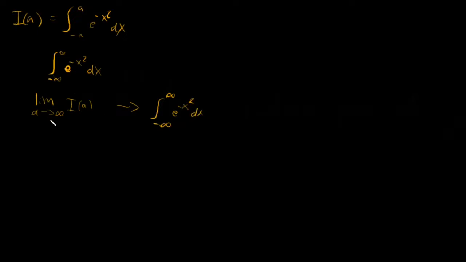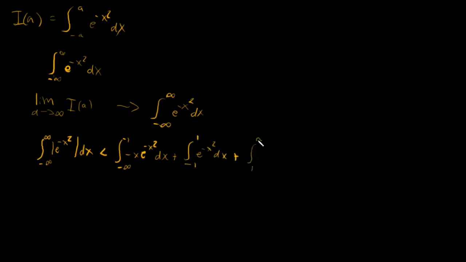Well, to see that this is the case, consider that the integral from negative infinity to infinity of the norm of e to the negative x squared dx is less than the integral from negative infinity to negative 1 of negative x times e to the negative x squared dx, plus the integral from negative 1 to 1 of e to the negative x squared dx, plus, finally, the integral from 1 to infinity of x times e to the negative x squared dx, which is less than infinity. So we can actually compute the integral from negative infinity to infinity of e to the negative x squared dx by just taking the limit as a goes to infinity of I of a.